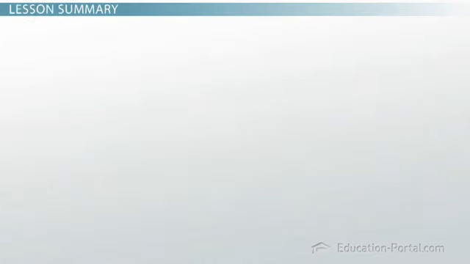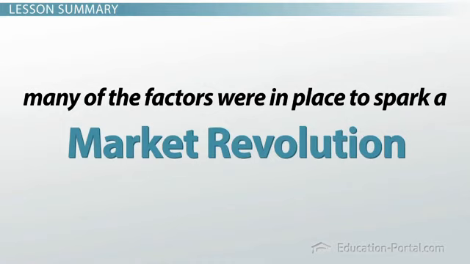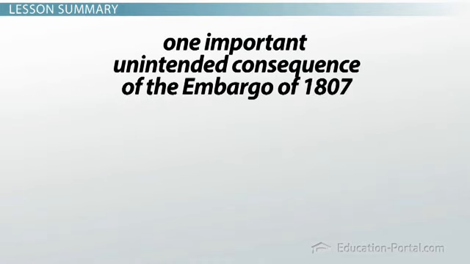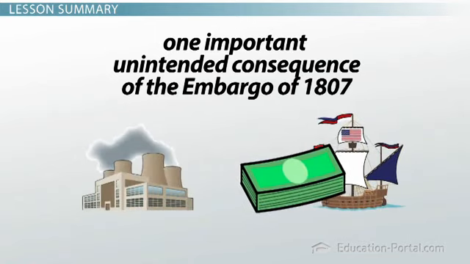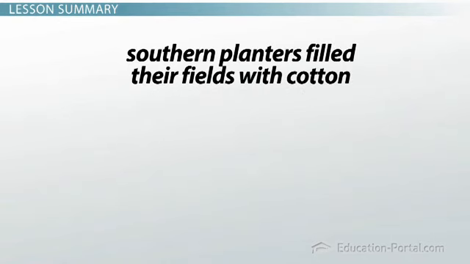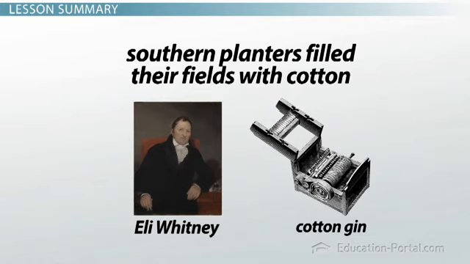Let's review. By the end of the War of 1812, many of the factors were in place to spark a market revolution, which transformed America's economy. One important unintended consequence of the embargo of 1807 had been to shift capital from commerce into manufacturing. Southern planters filled their fields with cotton, thanks to Eli Whitney's cotton gin. Eli Whitney also changed the northern economy in 2 ways.